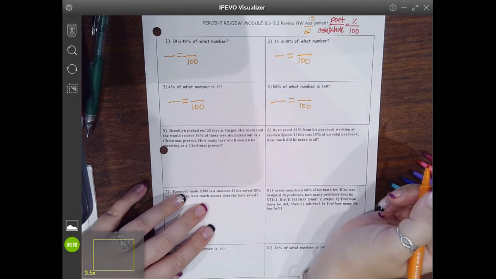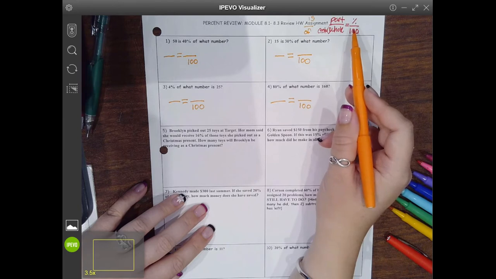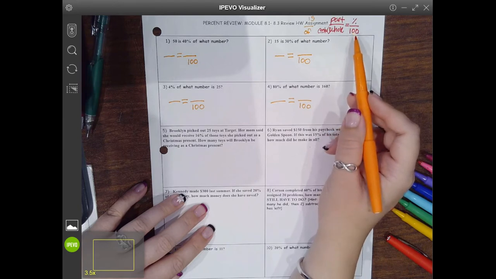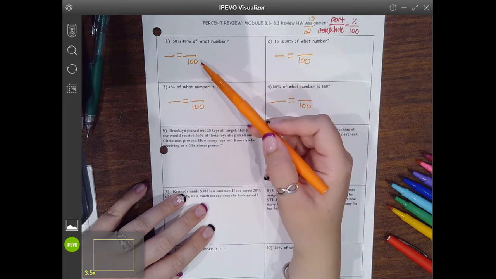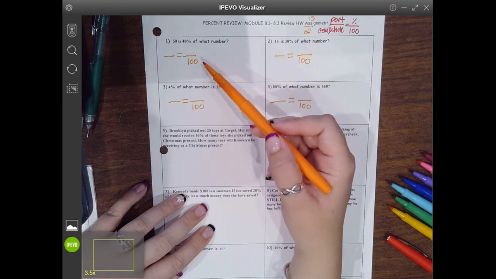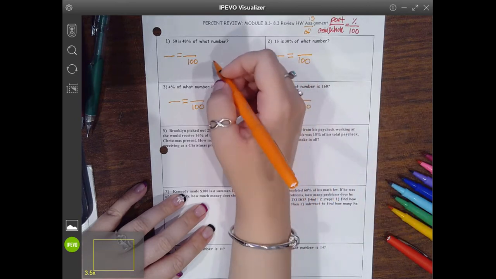Then think to yourself, what's the next easiest thing to find? The percent, because the percent always goes over 100. And it'll either be attached to a percent sign or it'll say what percent, like it'll have the word percent in it. I'm going to do number 1. And then I want you guys to press pause and you try to set up 2, 3, and 4. Okay, so let's do number 1 together.